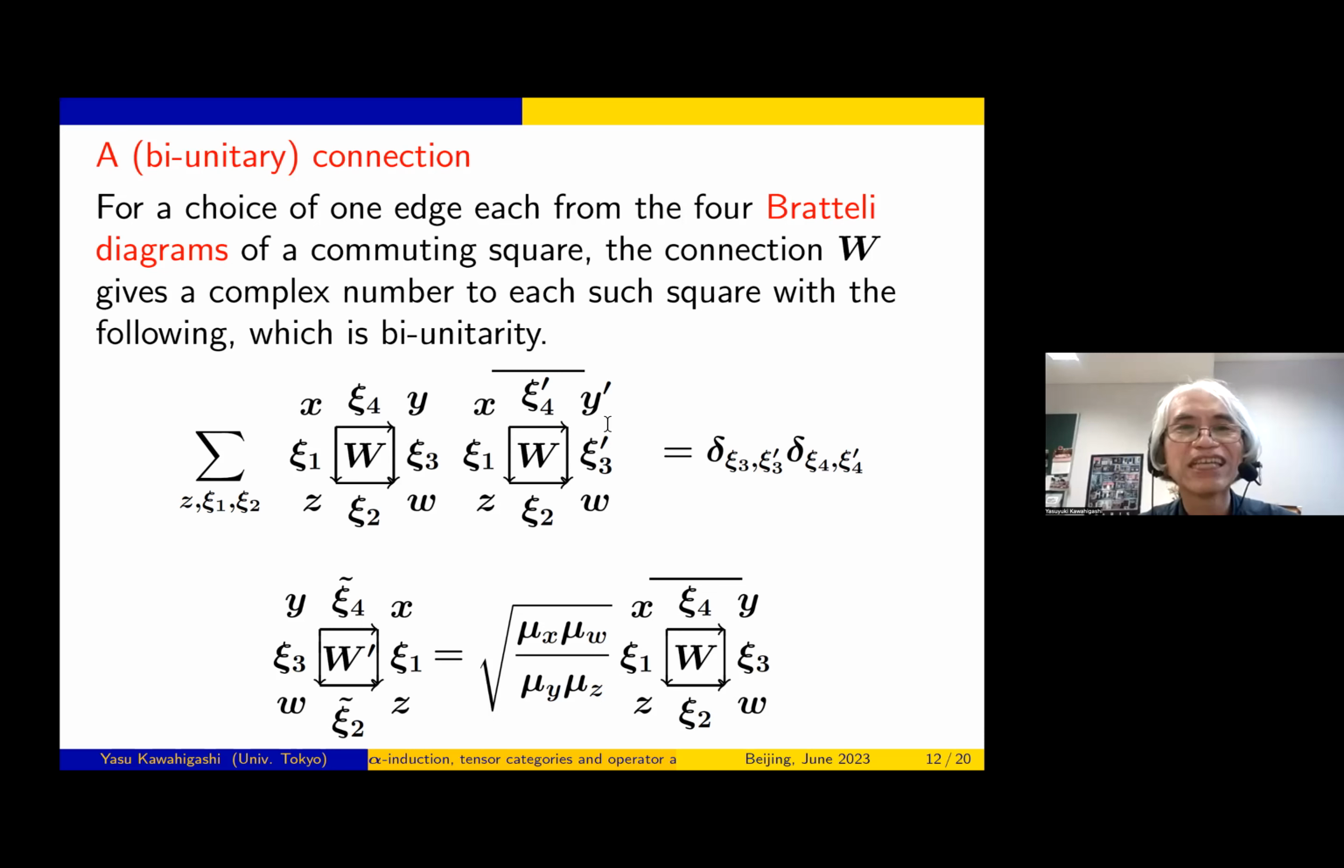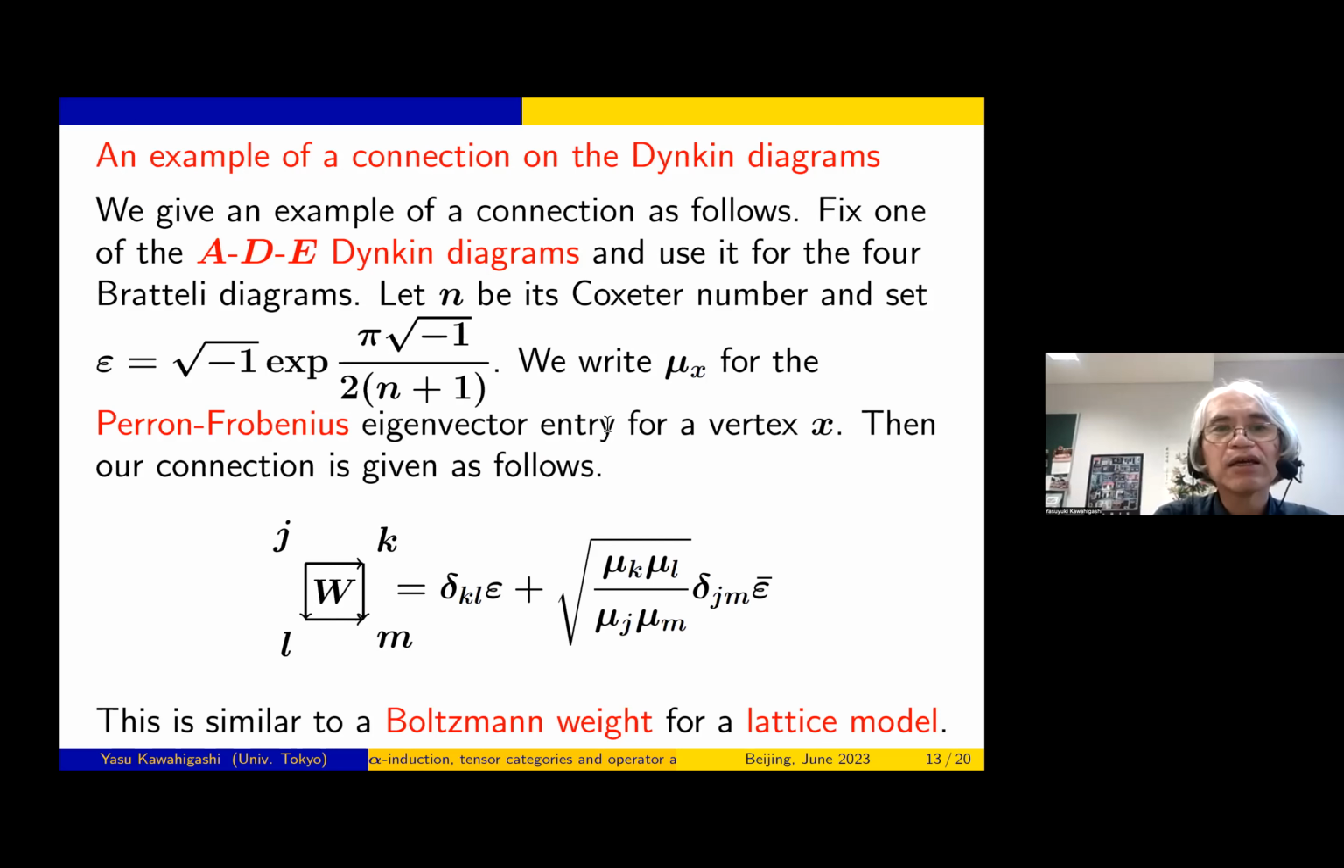And this name is due to Ocneanu. Then an example of such a connection on the Dynkin diagram. So we give an explicit example of a connection on the ADE Dynkin diagram. So we fix one of the ADE Dynkin diagrams, and we use it for all the 4 Bratteli diagrams. Then let n be the Coxeter number of the Dynkin diagram, and then epsilon is the root of unity given by this formula. And we write mu x for the Perron-Frobenius eigenvector entry for a vertex x of the Dynkin diagram. Then our connection is given by the following diagram.